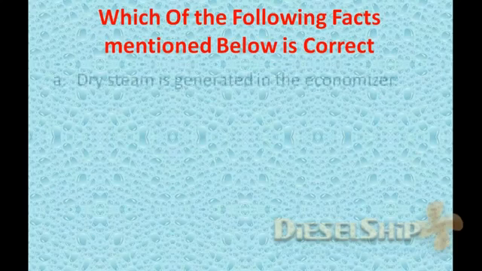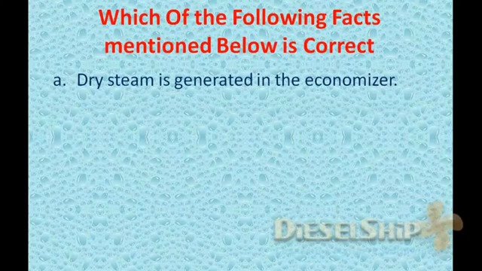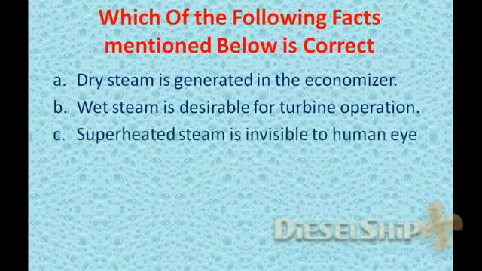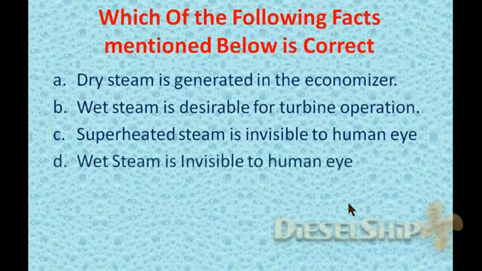The first choice is, a dry steam is generated in the economizer. The second choice, wet steam is desirable for the turbine operation. Choice C, the superheated steam is invisible to human eye. Choice number 4, the wet steam is invisible to human eye. So which of the following facts mentioned below is correct? Out of these 4, one of the facts is right. So just jot it down on the paper and we'll proceed to the next question.